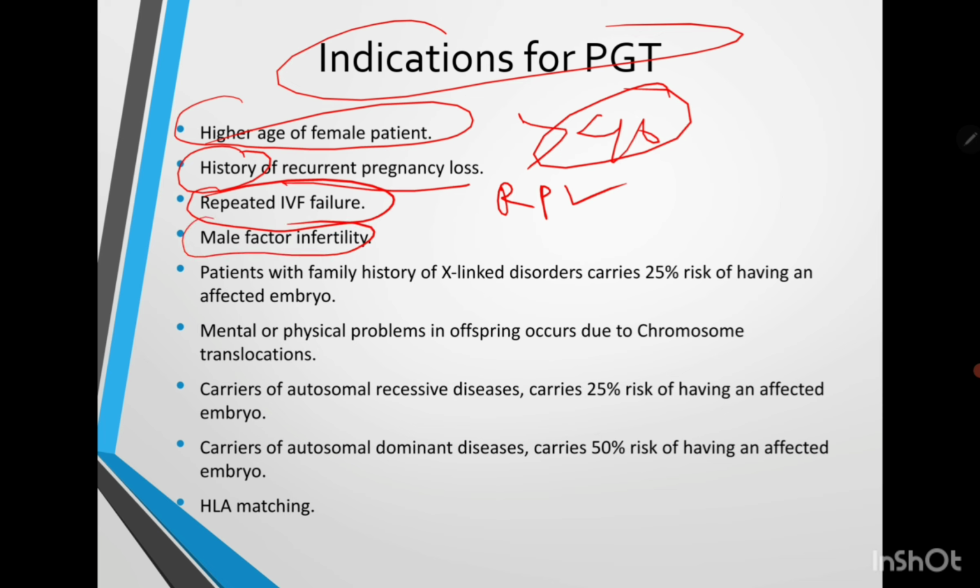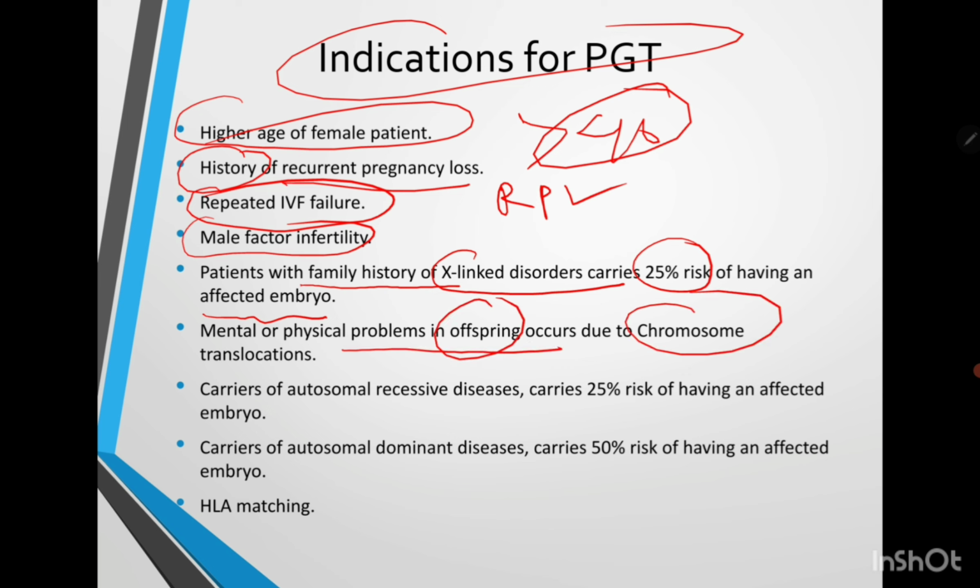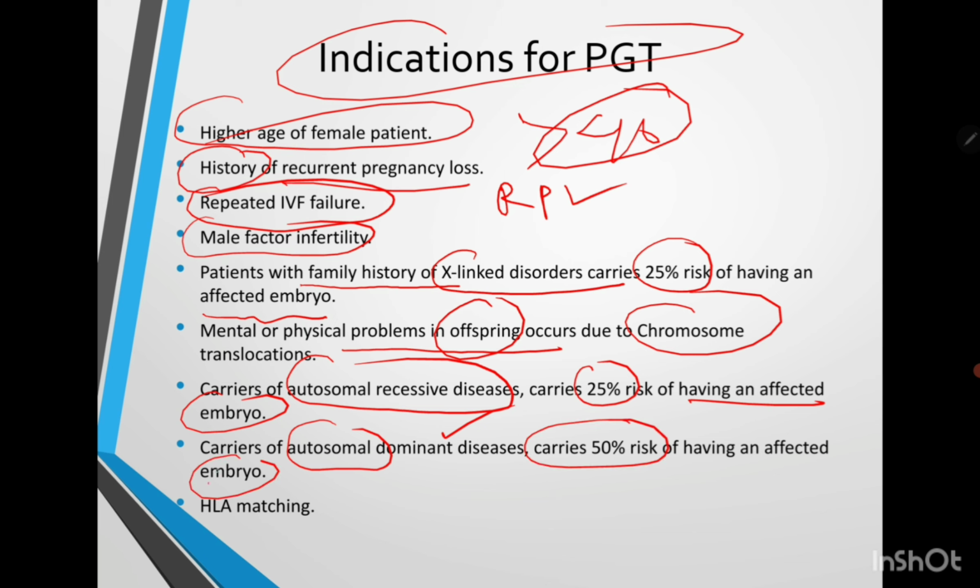Also male factor infertility, and a patient with family history of X-linked disorder carries 25% risk of having an affected embryo. In that case, mental or physical problems of offspring occur due to chromosomal translocations. Carriers of autosomal recessive disease carry 25% risk of having an affected embryo. So in those cases, you can go for this pre-implantation genetic testing. Carriers of autosomal dominant disease carry 50% risk of having an affected embryo.